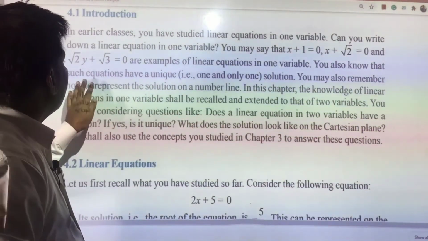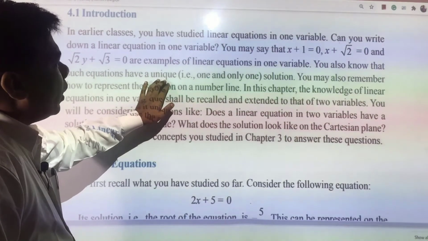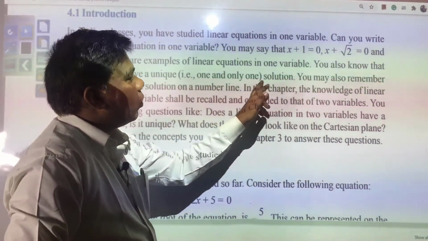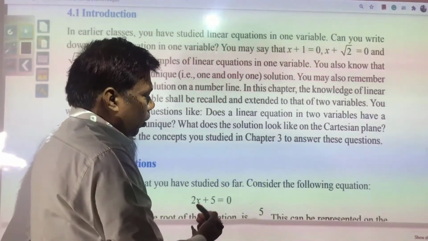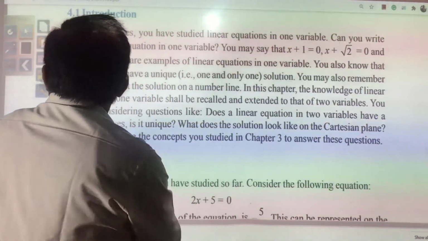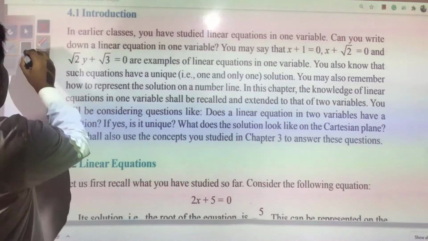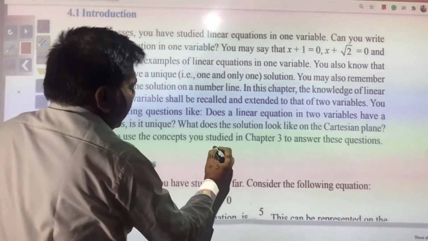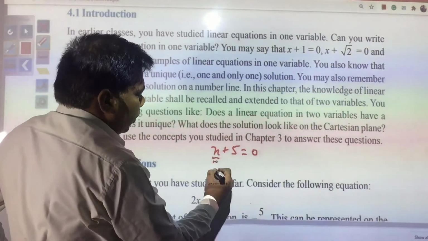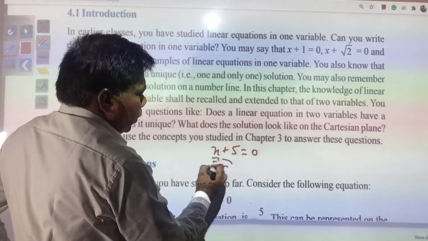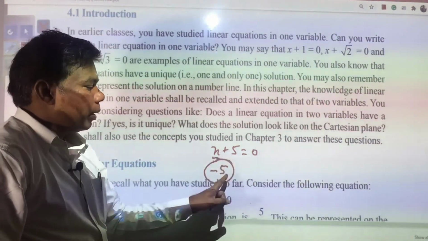You also know that such equations have a unique, or one and only one, solution. If you want to find out the value of x, as we have already seen, suppose you have x plus 5 is equal to 0. In this case the value of x will be minus 5, so that minus 5 plus 5 becomes 0.